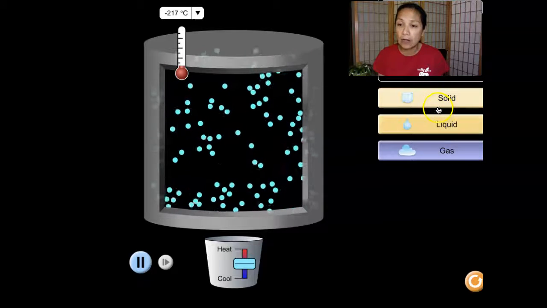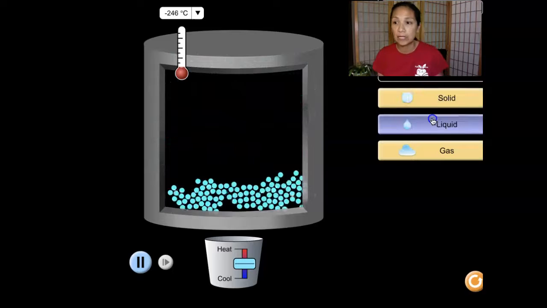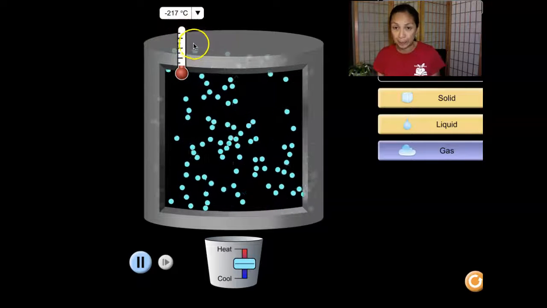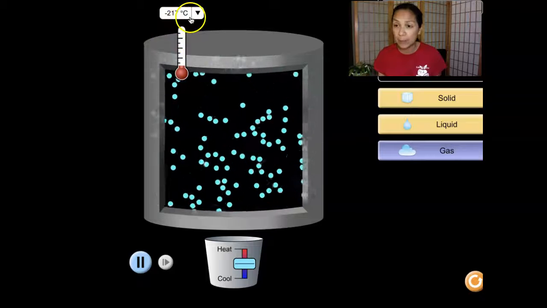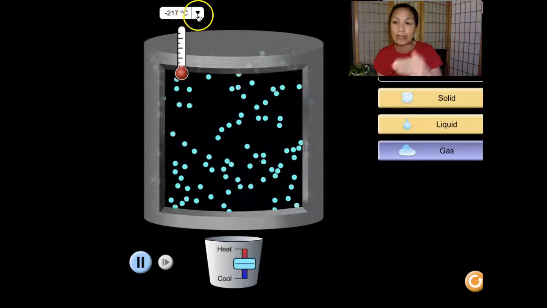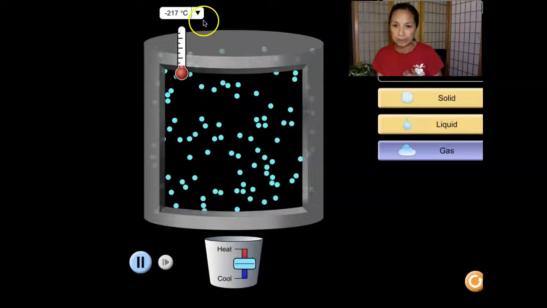And also from solid, liquid to gas, you can see that the temperature is getting warmer, right? Even though it's a negative number, the negative number is decreasing. It's going closer to zero. That means it's getting warmer.